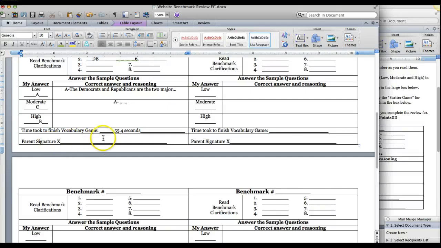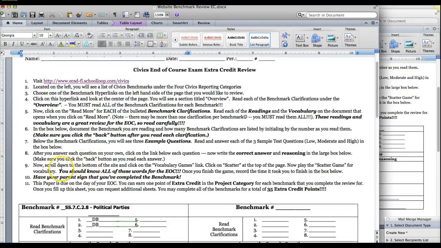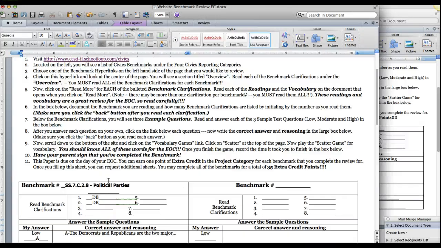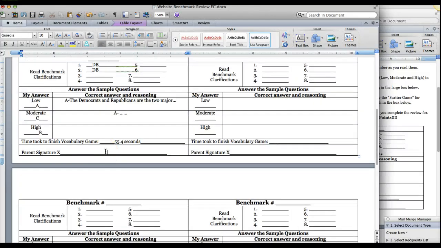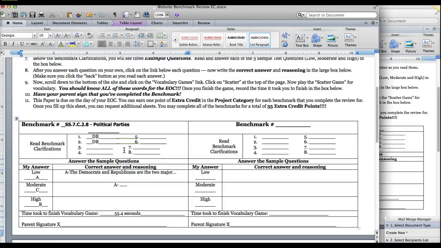Then I need you to have a parent sign this. But that's in the directions too. You want them to sign it to tell me that you actually did complete that benchmark. So if you're typing it, your parents can type their name here. If you print it out, just have them sign it. But it's important that your parent does do this. So number 1, that they know how hard you're studying for this test. And number 2, I know that you actually did the work as well.